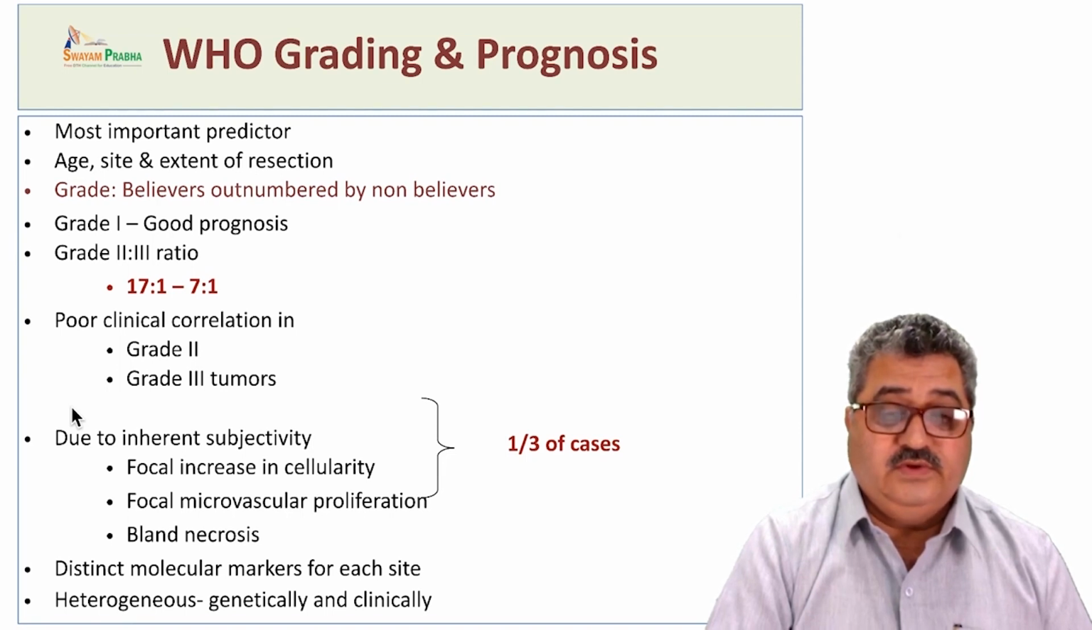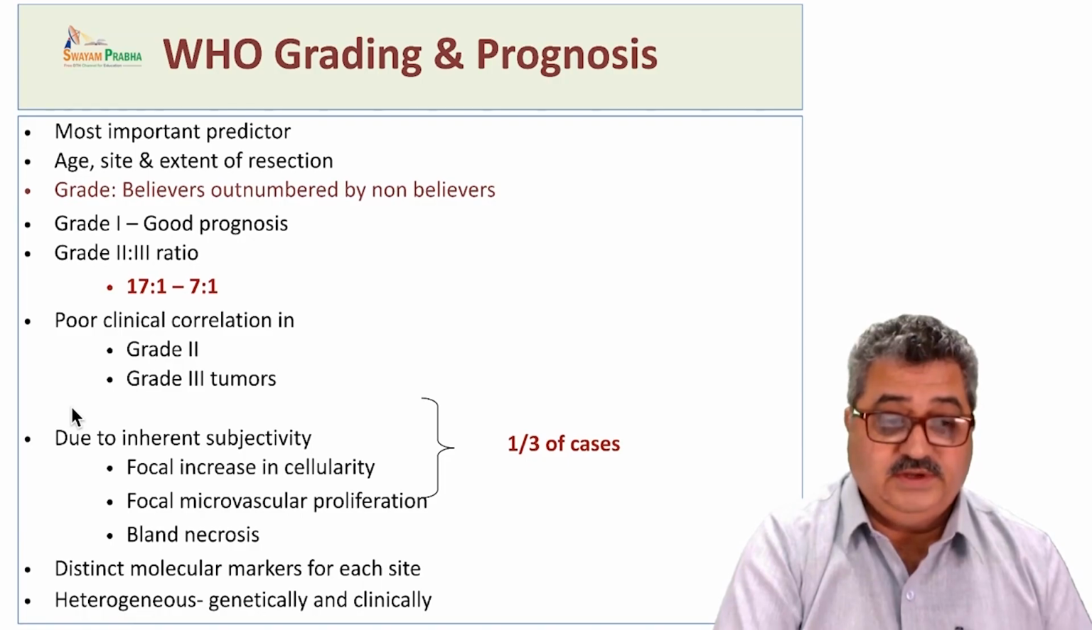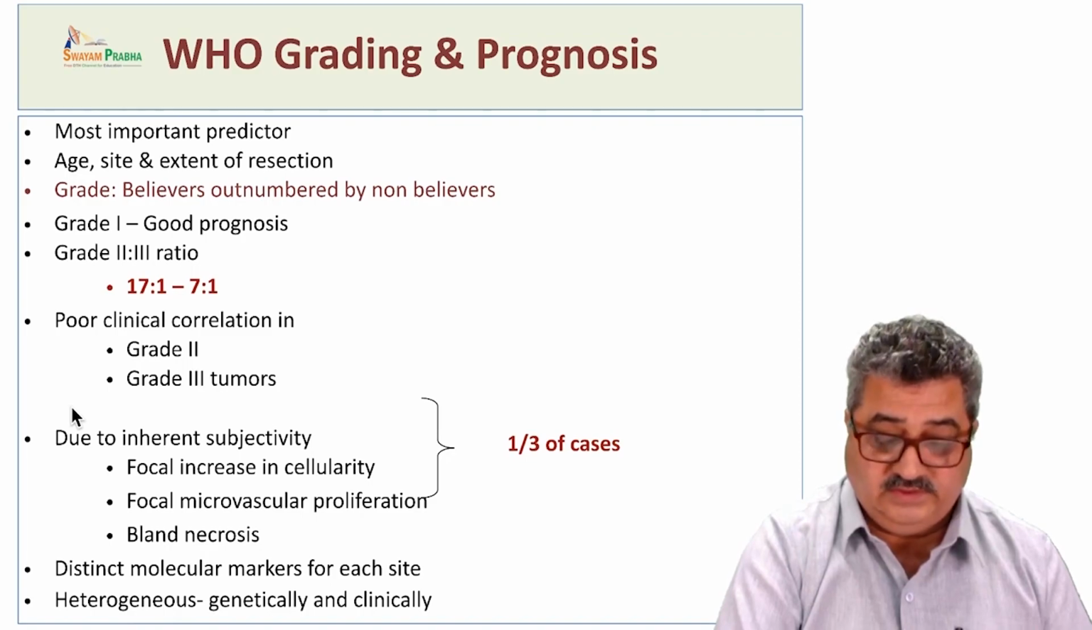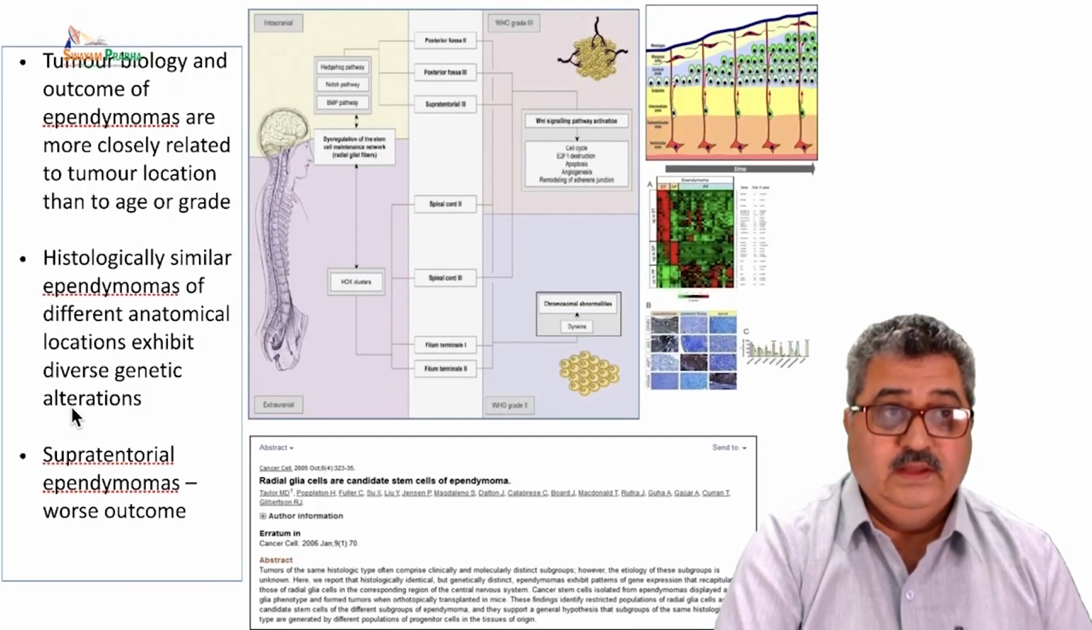Grade is also important, but one of the problems in grading is that prognosis in 2/3 of the cases can be predicted based on the grading, but in 1/3 of the cases it cannot be predicted. There is a lot of inherent subjectivity in the grading based on cellularity, microvascular proliferation, and necrosis.